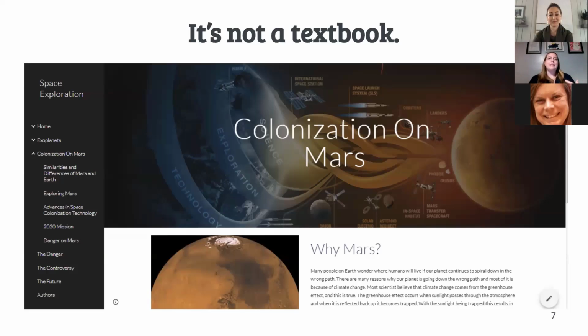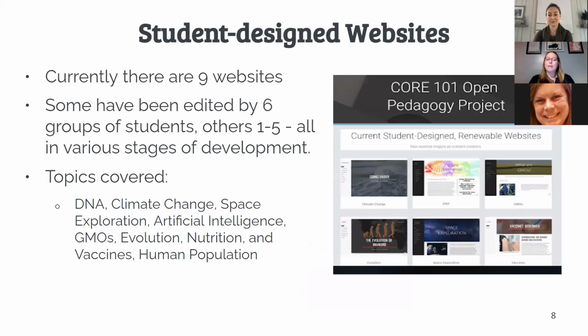You can see this is the colonization on Mars. I picked it because it has the coolest cover photo there. But you can see on the side, there's a whole bunch of different topics: exoplanets, the colonization on Mars, danger, controversy of space exploration. This is a little bit older. If you actually go to the website today, it has a lot of information about SpaceX and privatizing space exploration and space debris. And basically, we have 9 websites.